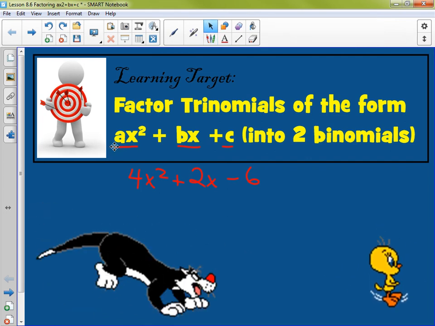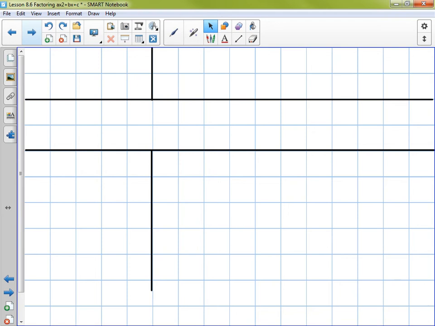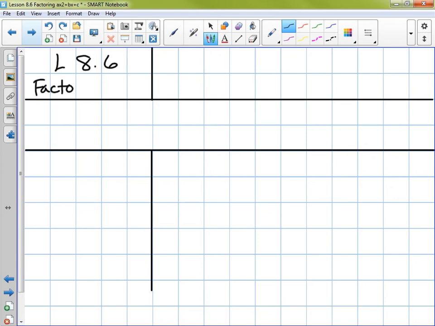But before we get started, set up your Cornell note paper. This is lesson 8.6, and I'm taking the time to go a little slower so you have time to get this set up. We've kind of slacked off on the notes, but I want to try to get you to get back to taking Cornell notes.